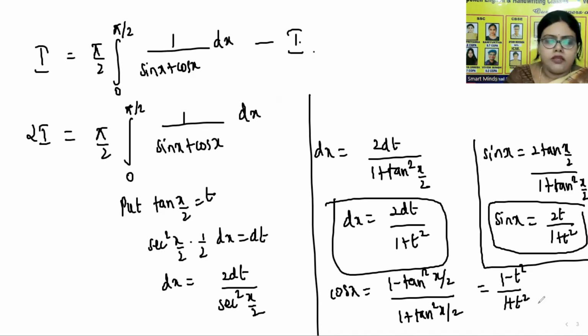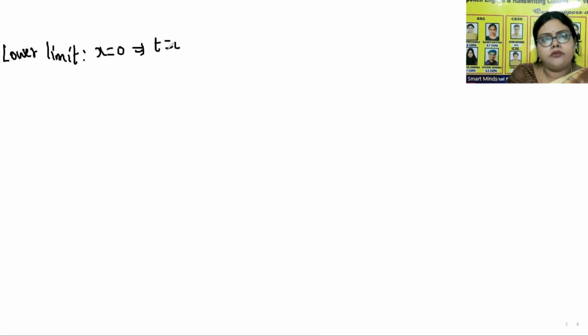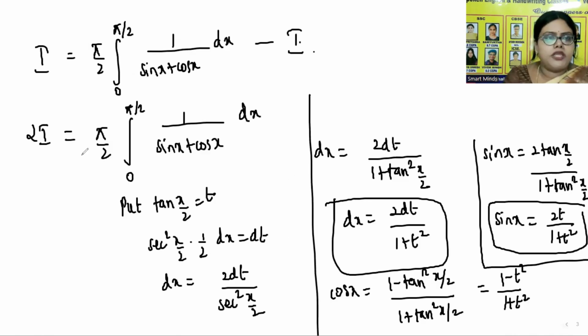Now after getting these values, when we do any substitution, I already told you the limits change. So lower limit will become, if x is equal to 0, then t will become 0. And how will the upper limit change? If x is equal to pi by 2, then t is equal to 1. Therefore, what is I? See over here in this step, I will do one change. 2I is pi by 2, no? So I will be pi by 4. Okay, that I'm going to change in the next step.